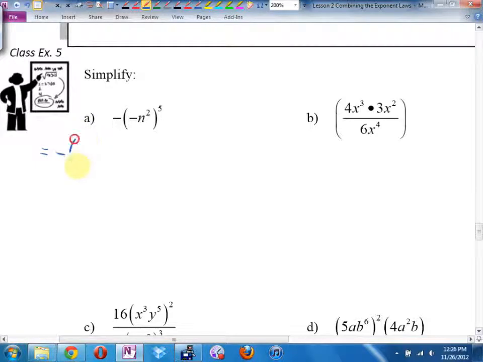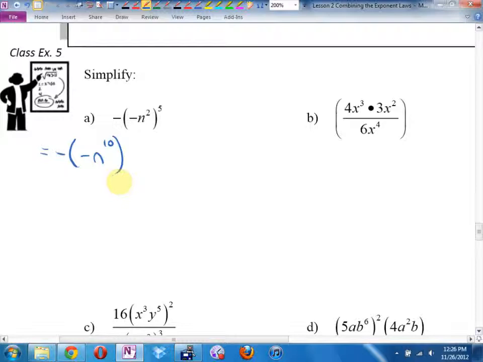And I'm going to add an open bracket because I don't think I'm going to be able to completely get rid of the brackets on my first go. Inside the brackets now, let's go power to a power. There is a negative to the 5th power. What's that? And then there's an n squared to the 5th. What's that? So I have negative n to the 10th.